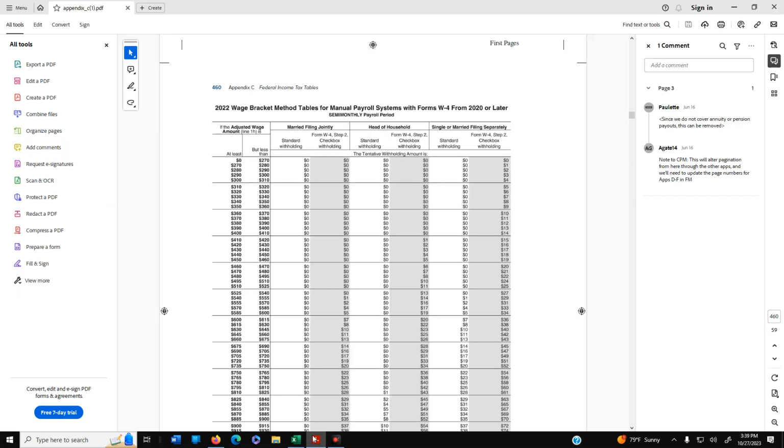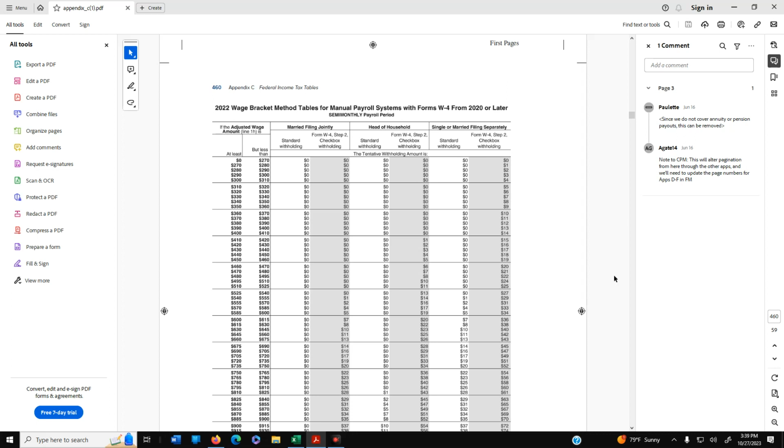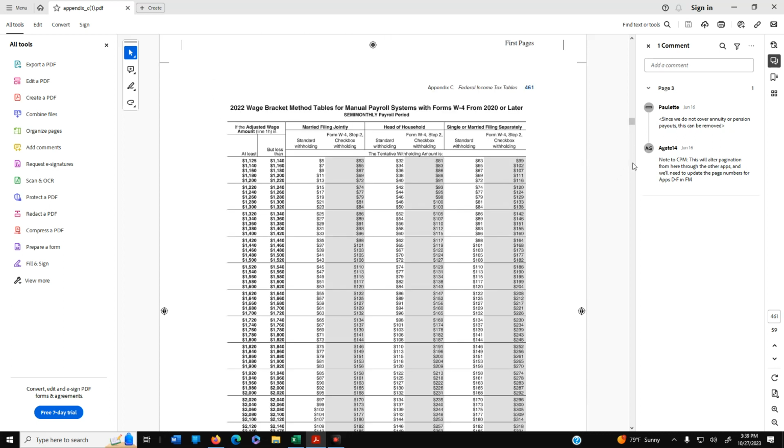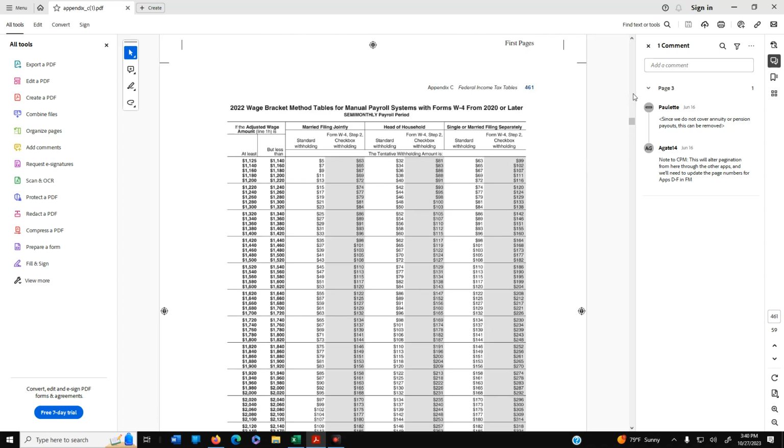I'm going to go to my tax tables, and I think this individual is married. How do I know they're married? Because let's go back to the problem. It says married filing jointly right there. So I'm going to go to the table, and I'm going to go to biweekly. I hope I didn't pass it. Okay, there's biweekly, and it was 2,500, right?